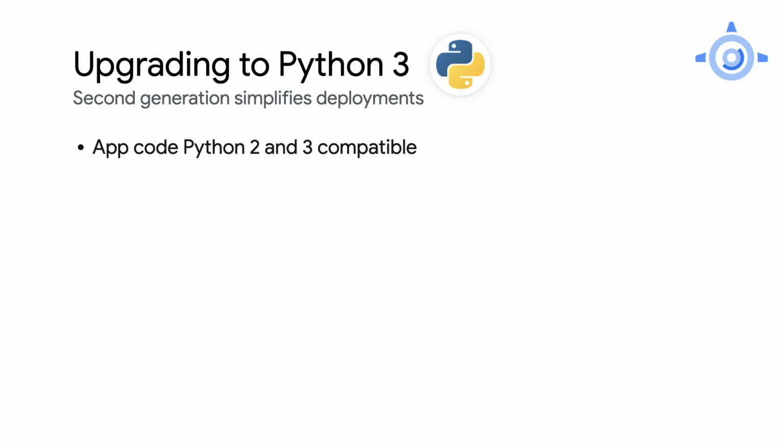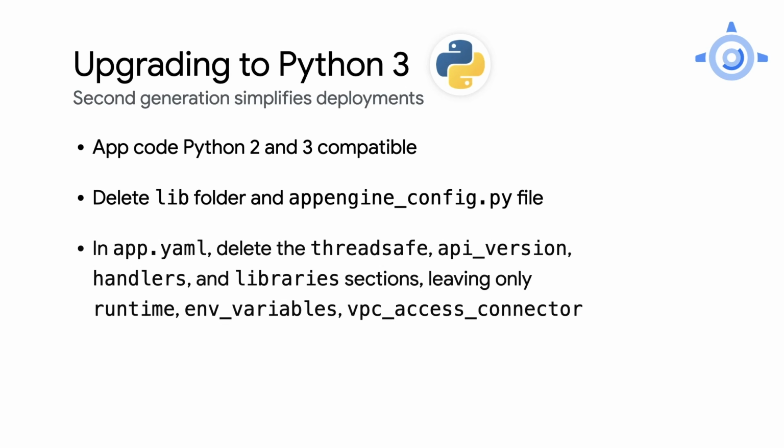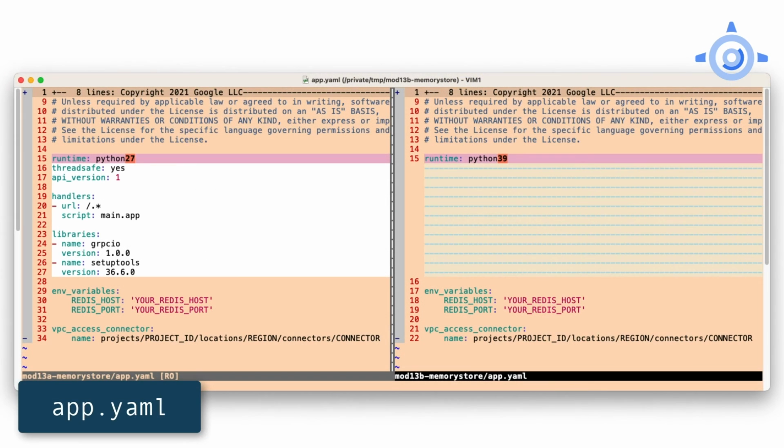This app is already Python 2.3 compatible, so there are no changes at all to main.py. Neither App Engine config.py nor the lib folder are used in Python 3, so delete them. The only file requiring an update is app.yaml. Change your runtime to the latest Python 3 release and remove the thread safe and API version directives, as neither are used in Python 3 either. Our sample app doesn't have static files, so delete the entire handler section. There are no longer built-in third-party libraries, so delete the entire library section.